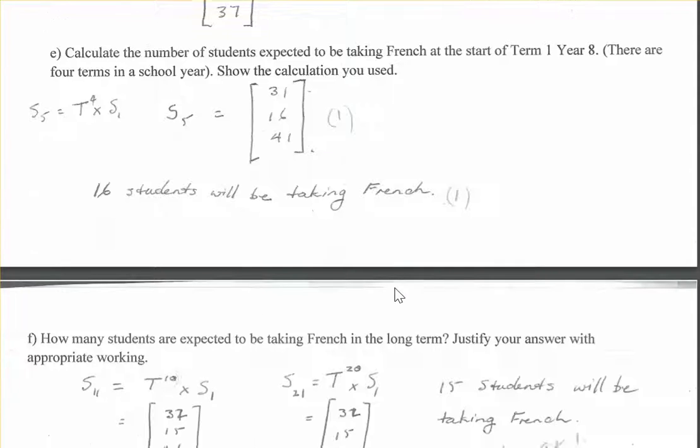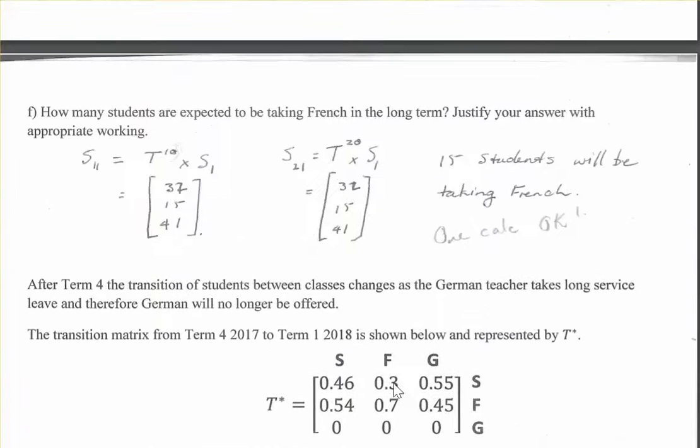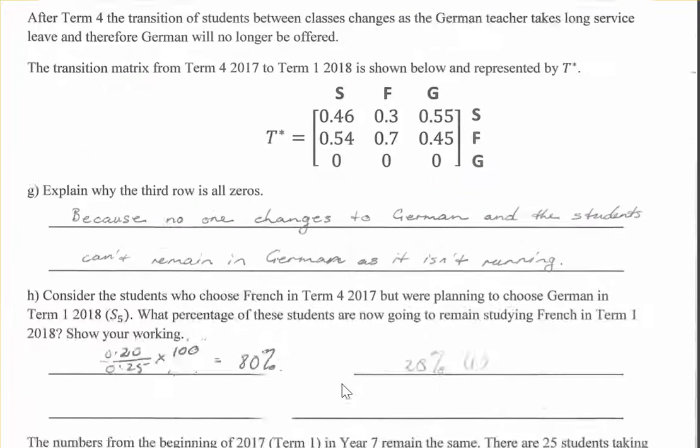So 5 of those students went to Spanish because that's increased by 5, while 20 students went back to French. So of the 25 students intending to go from French to German, only 20 went back to French. So 20 out of 25 times 100 gives you 80%. So that's basically how you work it out. So that's a quick and easy way to analyze the situation.